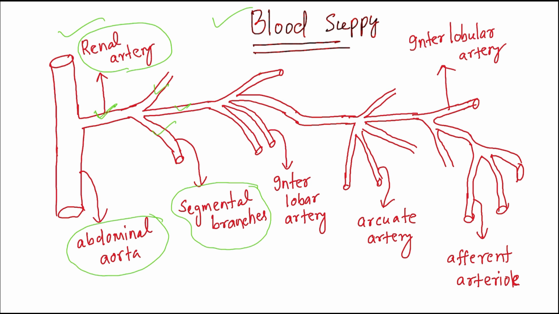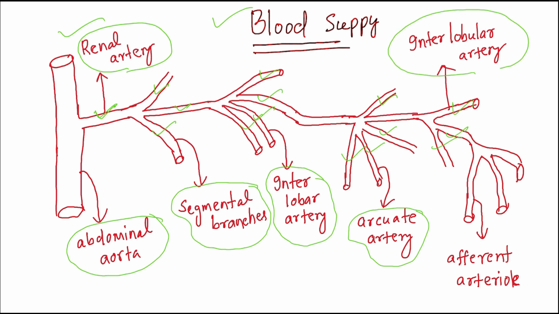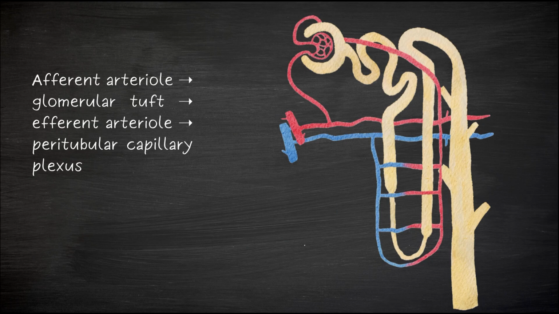Now the segmental branches further form branches. These are called interlobar arteries. They further branch and are called arcuate arteries. They further branch inside the kidney and are called interlobular arteries. Again they branch, and that is called the afferent arteriole. This afferent arteriole forms the glomerulus. Clear?